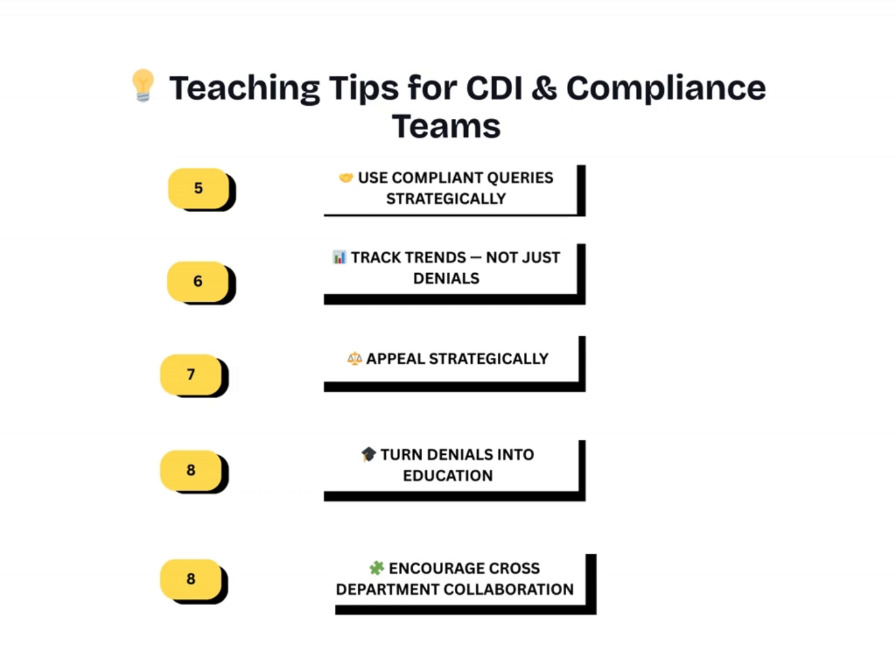7. Appeal strategically, not emotionally. Not every denial is worth appealing. Teach teams to evaluate A. Dollar amount. B. Strength of documentation. C. Likelihood of success. D. Staff resources required. Emphasize that prevention is cheaper than appeal.